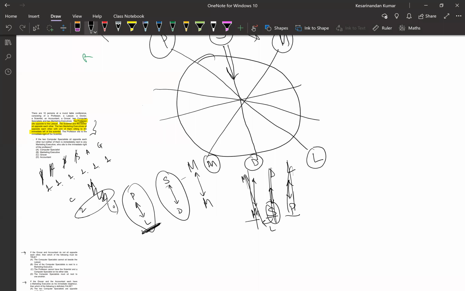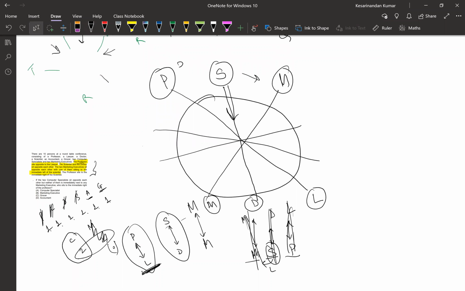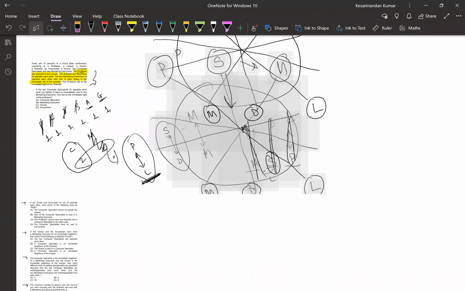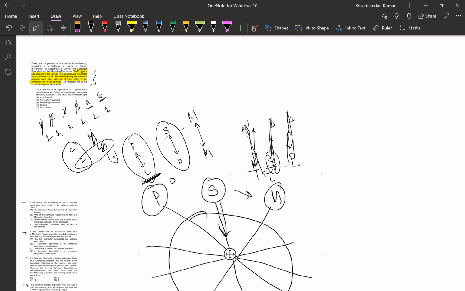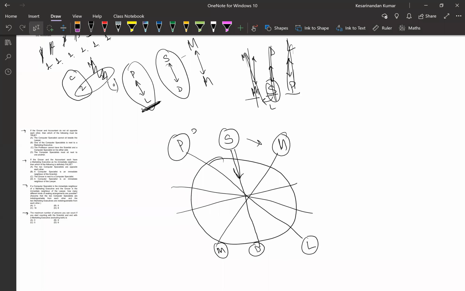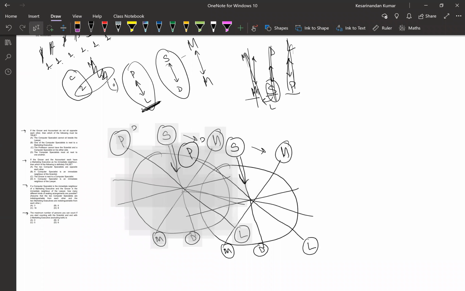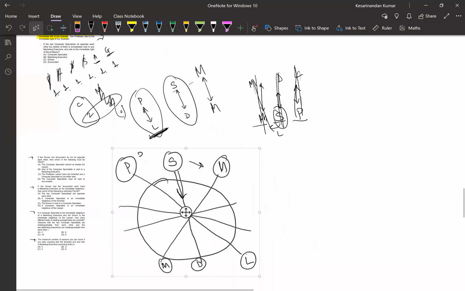So the 4 remaining are the accountant, grocer, and the 2 computer ones. Till now we have this one. Okay, let's move it here too. For now we have this information.